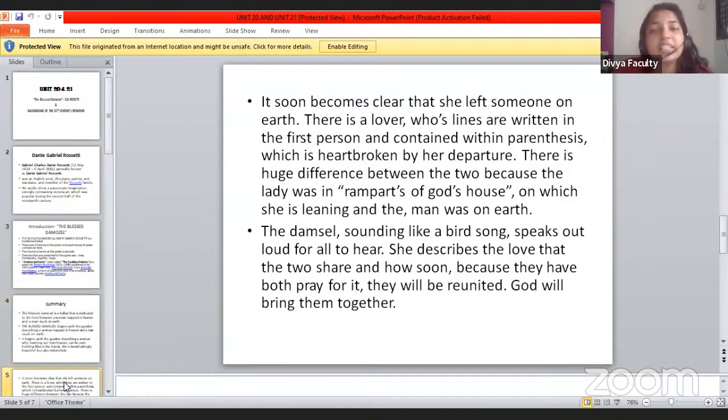It soon became clear that she left someone on earth. The way she was looking down, she was looking on the earth. It made it clear that she left someone on earth. Okay. There is a lover whose lines are written in the first poem. Come to your textbook. The blessed damsel leaned out. Page number 349. The blessed damsel leaned out.